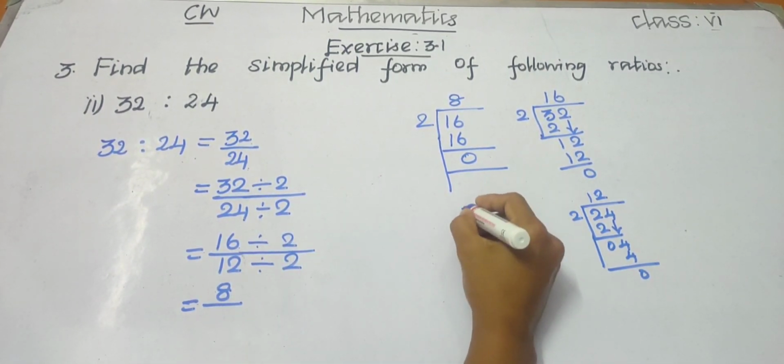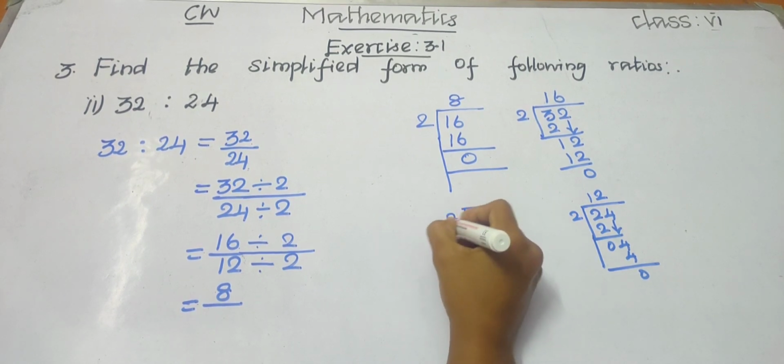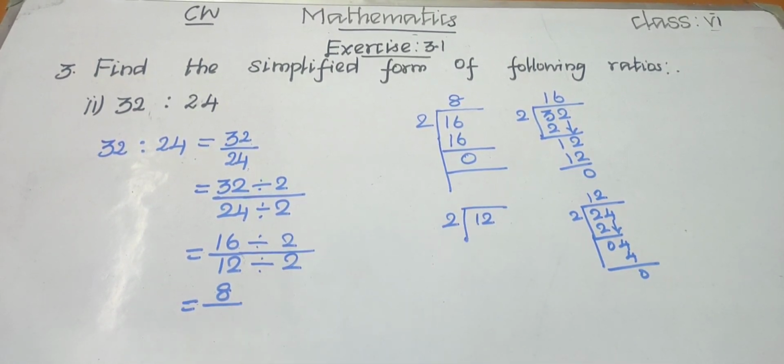Okay, let us divide. So 12 is the dividend and 2 is the divisor. Now say 2 table. 1 2 is 2. 2 2s are 4. 3 2s are 6. 4 2s are 8. 5 2s are 10. 6 2s are 12. Okay, we got 12.